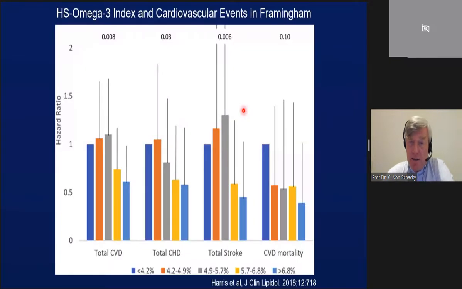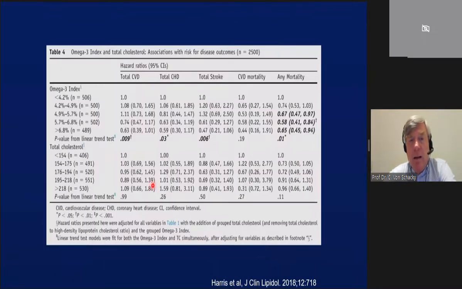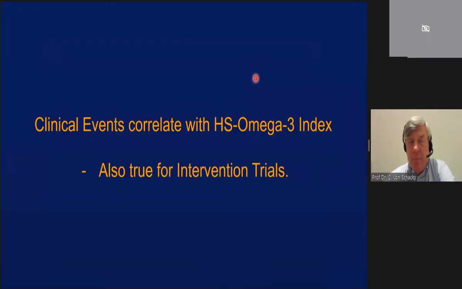Now, how about cardiovascular events? Again, data from Framingham, and they showed you all the same relative data. Two-thirds of events with an omega-3 index in the high range as compared to an omega-3 index in the low range. And for stroke, it's only half. Again, cholesterol was not relevant: total cardiovascular disease, total coronary artery disease, cardiovascular mortality, and overall mortality.